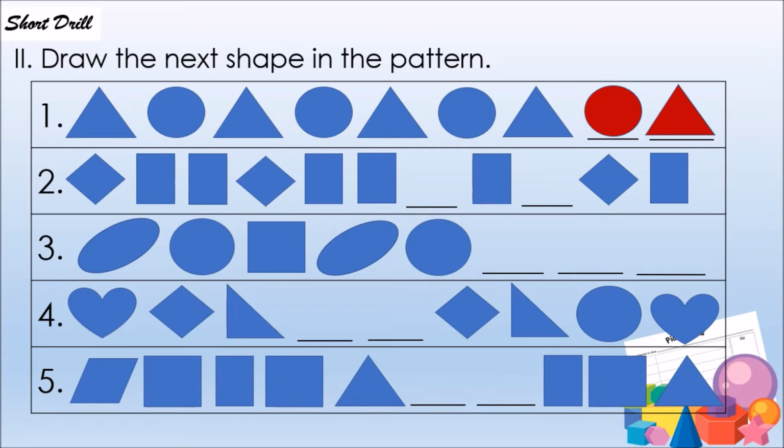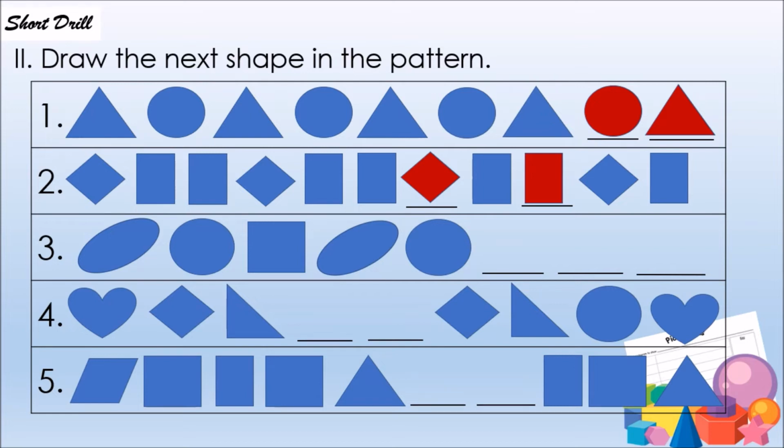Number 2. We have our pattern, and every rhombus will be followed by 2 rectangles. So we have rhombus, rectangle, rectangle, rhombus, rectangle, rectangle, rhombus, rectangle, rectangle, rhombus, rectangle, and so on.